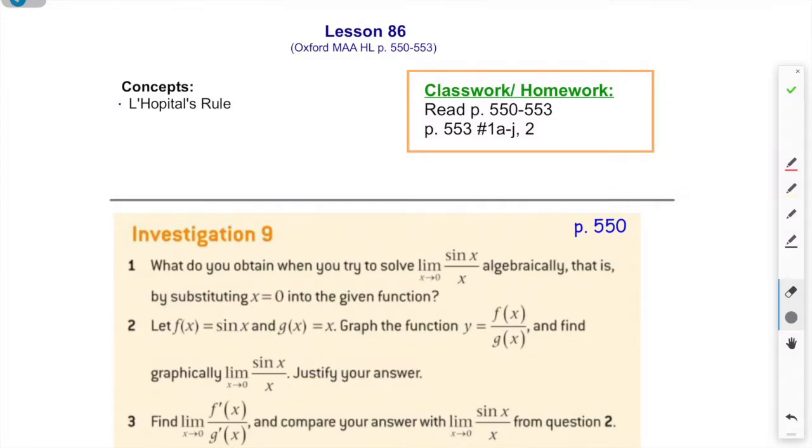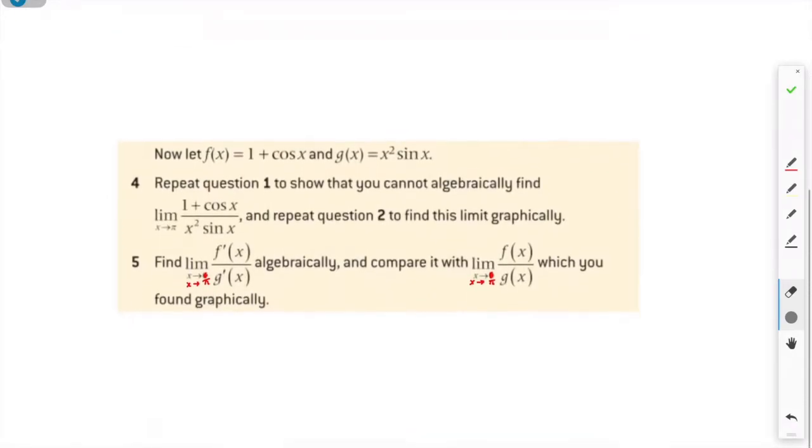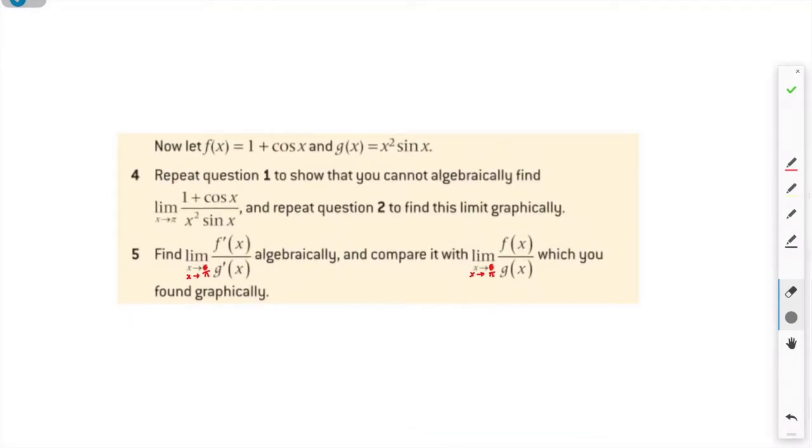Lesson 86. You will begin this lesson with an investigation found on page 550 in your textbook. Notice how in question 5, there is or may be a typo in the version of the textbook that you have. Instead of finding the limit as x approaches 0 of the function, you're looking for x approaches pi. Make sure you pay attention to that so that you can make a comparison between what you get from part 4 and 5.